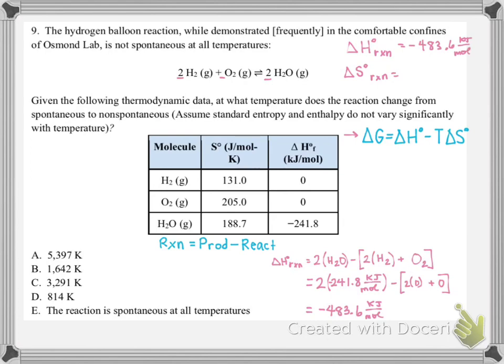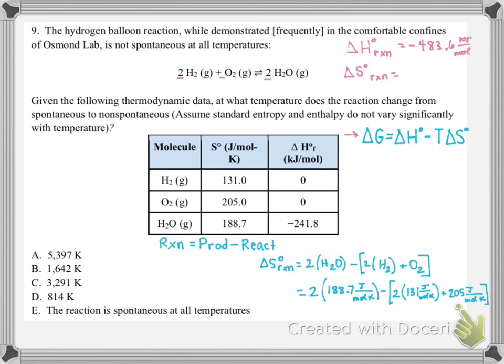And now we're going to do the same kind of thing to figure out the entropy change in our reaction, except we're going to plug in the standard entropies for each of the molecules. So here I have the same type of setup for products minus reactants that I did for the enthalpy, but instead I have it for entropy here. And when you solve this out, you get a negative, like we expected, 89.6 joules per mole Kelvin.